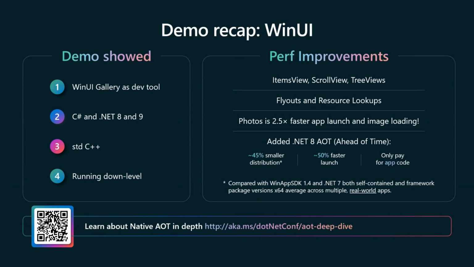Finally, earlier this year with .NET 8, we also added support for ahead-of-time compilation. For a typical real-world app, it means that your app is going to be about 45% smaller distribution, and about a 50% faster launch time. The key thing with AOT is that you only pay for the code that you use. Since WinApp SDK is all written in C++, you don't have to pay any AOT costs for any of it. You only pay for your application. And AOT is great, and we had a talk at .NET Conf that is linked here if you want to find out about AOT.